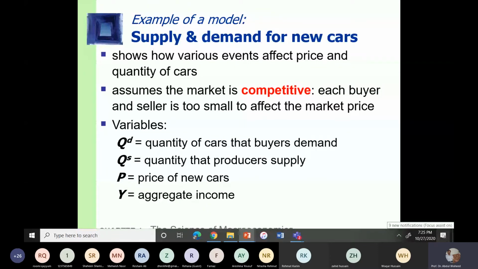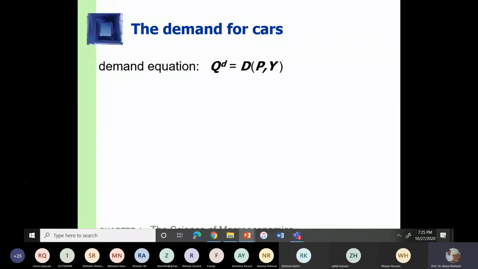Then we will see how the demand for cars and the supply of cars are affected by the price of cars and the aggregate income. And we also have another variable, the price of steel. This is an input. So let's see. Demand for cars, this is a demand function. Quantity demanded for cars is a function of the price of cars and aggregate income.